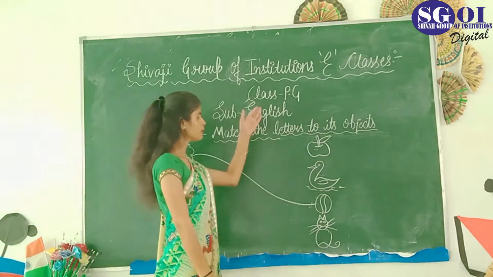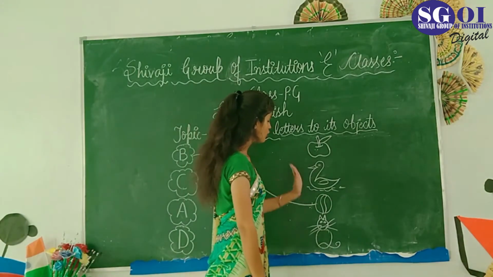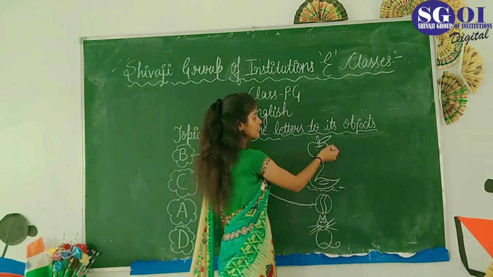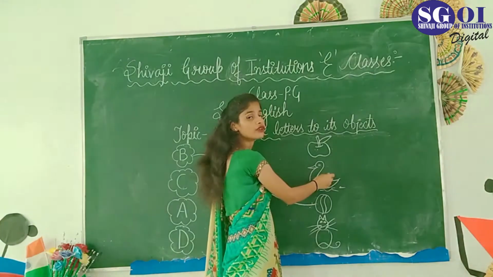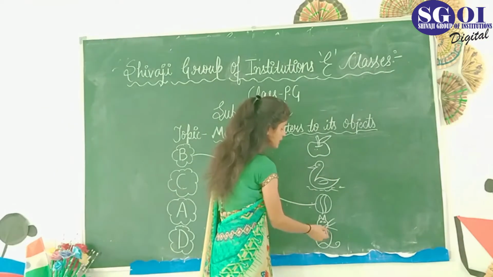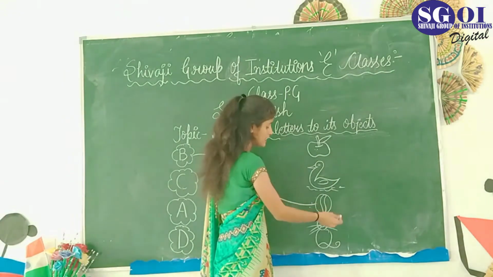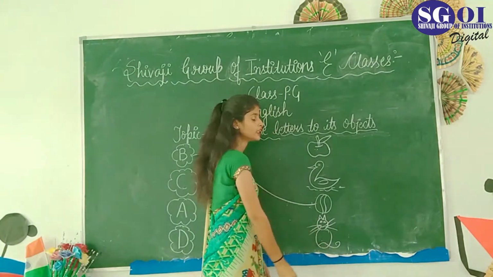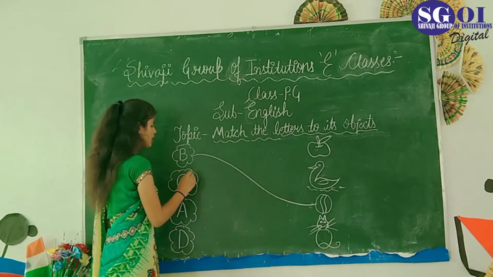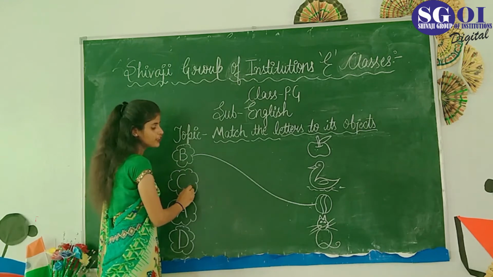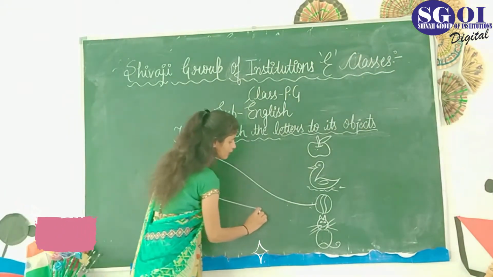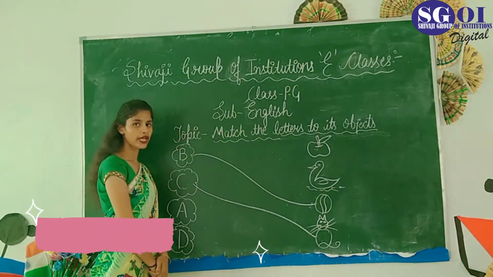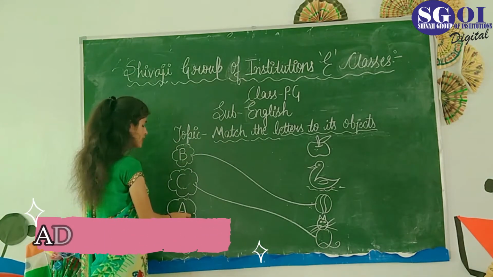So first of all, find here where is the picture of cat. This is the picture of apple. This is the picture of duck. And this is the picture of ball. And this is the picture of cat. So we will match letter C with the picture of cat. Just like this.